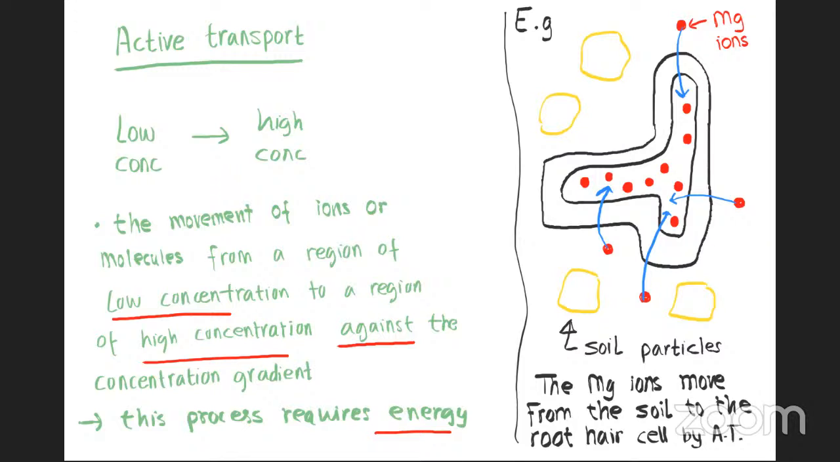Root hair cells take in magnesium ions by active transport, which needs energy, and root hair cells have mitochondria.